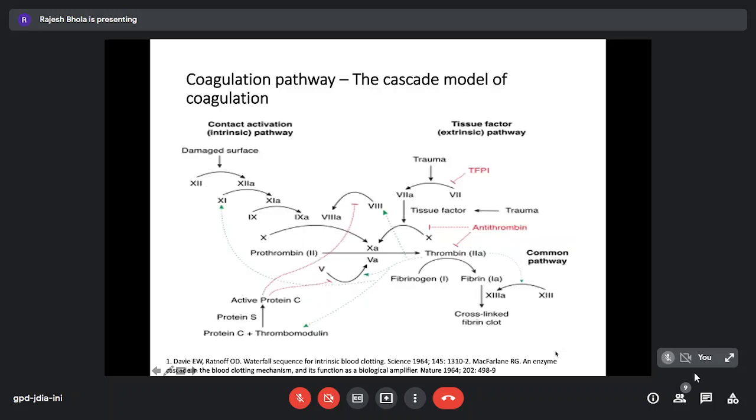So this whole mechanism of the coagulation pathway has been described very nicely by Davie and Ratnoff and Macfarlane. They proposed the waterfall pattern and the cascade model of coagulation. This cascade model actually divides the coagulation activation process into three pathways: one is the intrinsic pathway, one is the extrinsic pathway, and one is the common pathway. And you are all very well versed with these pathways.